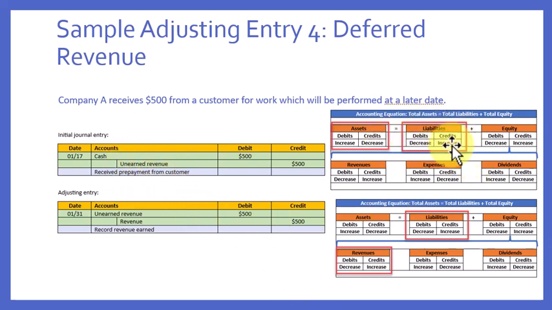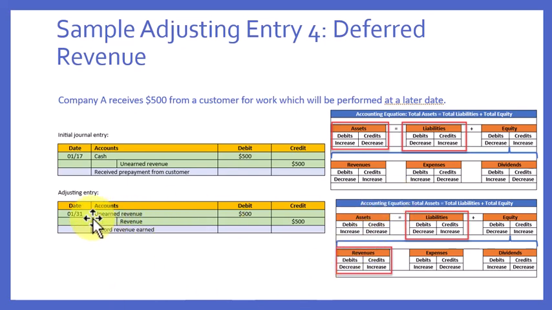Unearned revenue is a liability. This is an example of when a liability represents goods or services that we owe to someone rather than cash. So we debit cash, credit unearned revenue, which is a liability. Then at the end of the month, let's say that we have done that work for the customer. We've done the $500 worth of work.